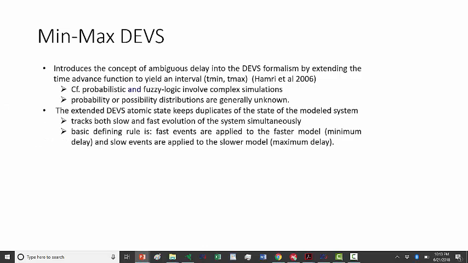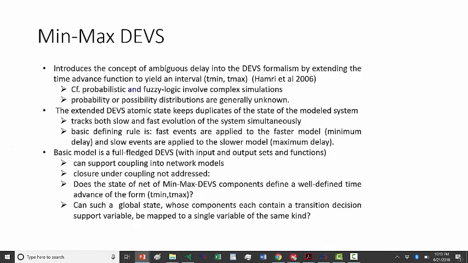Now, I won't go into detail, but the mechanisms by which the minimum and maximum time are kept track of are defined for atomic DEVS, but are not easily extended to a coupled situation. So min-max DEVS has not been proved to be closed under coupling. And there are some interesting questions that arise in trying to prove that kind of coupling.